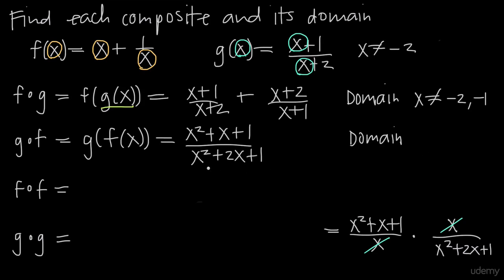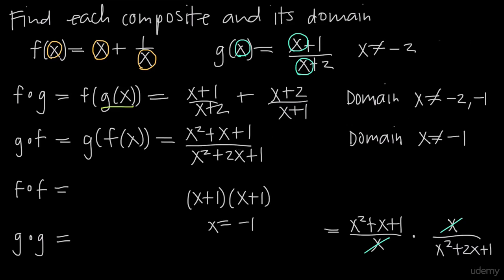So the domain, of course, is going to be all x where the denominator is not equal to 0. So if we look at the denominator here, x squared plus 2x plus 1, we can factor that into x plus 1 times x plus 1. So that's the denominator. The only way to get that equal to 0 is if x is equal to negative 1. So we know that the domain is all x not equal to negative 1, since negative 1 is the only value that can make that denominator equal to 0.